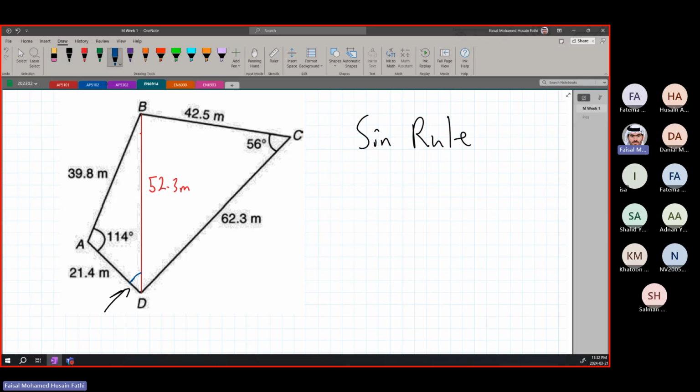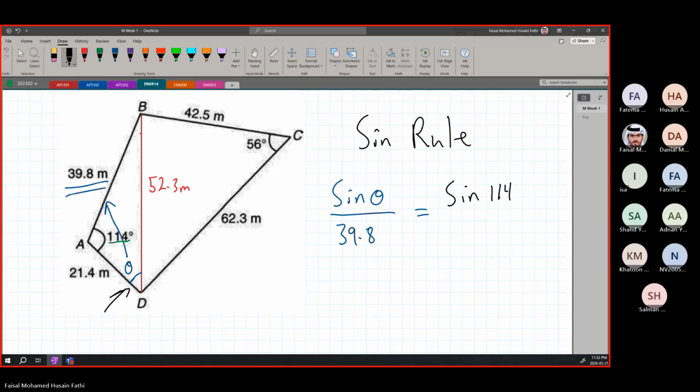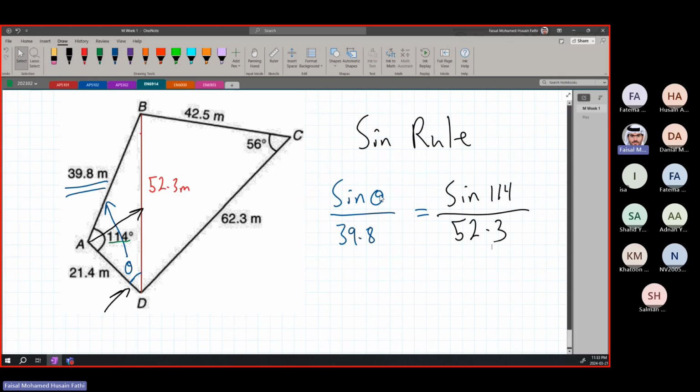So let's call this angle theta, okay? Sine theta is going to be divided by what? The angle opposite to it. So what is opposite to theta? The side opposite to it is 39.8 meters. It's equal to, what is the angle we know over here? We know the angle 114. So it's going to be equal to sine of 114 divided by what is opposite to angle 114, the side 52.3. We have everything except sine theta.